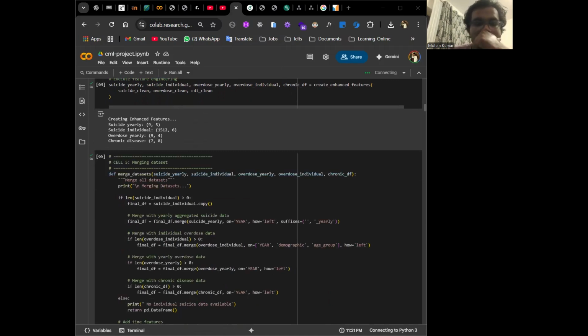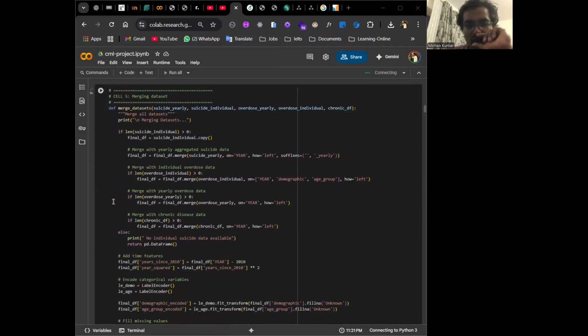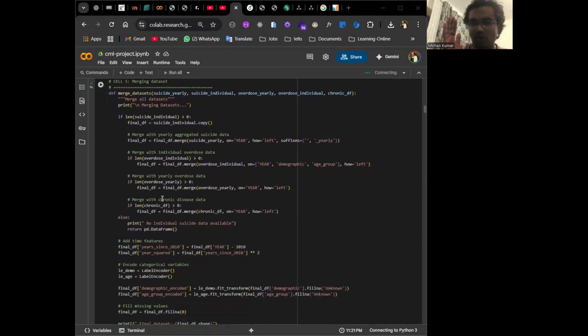How we merged everything was we used the left join method to preserve suicide data. You can clearly see how we used left join to enhance the data set richness. Each data set organized data differently, so we had to carefully match them by year and demographic group. This was the challenge we faced. And our solution was a step-by-step matching approach that keeps all the suicide data and adds other information where available, by embracing the left join method.